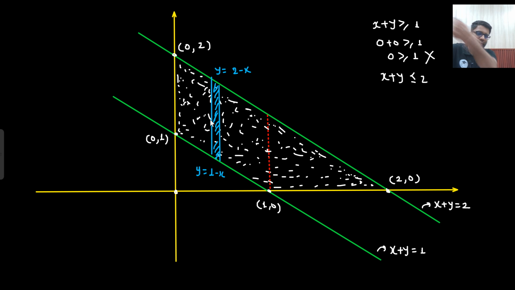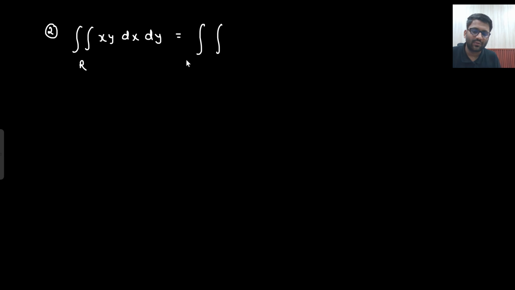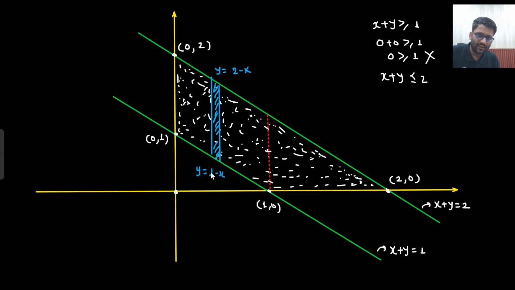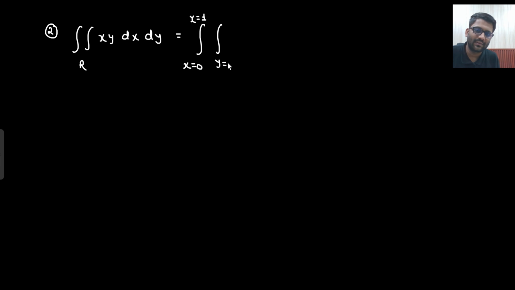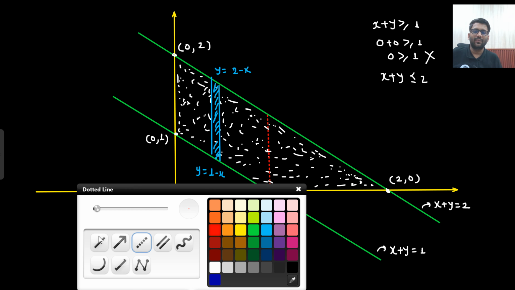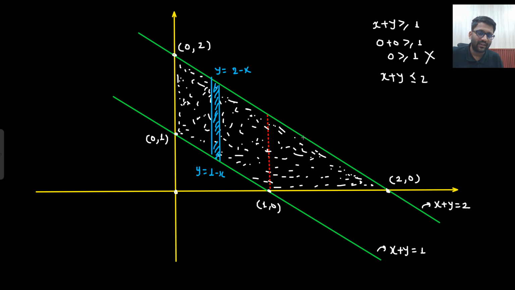This strip will keep on moving. So what is the limit of x? x is actually moving from 0 to 1 only, no? If you are moving this strip like this, in the x direction you are moving from 0 to 1. So how will you break it? In the x direction I am moving from 0 to 1, but in y I am moving from 1 minus x to 2 minus x, xy dx dy. Plus, now here you need to choose a different strip.